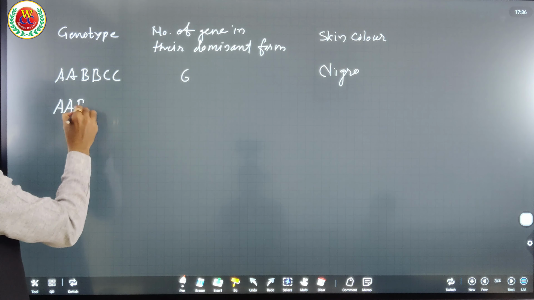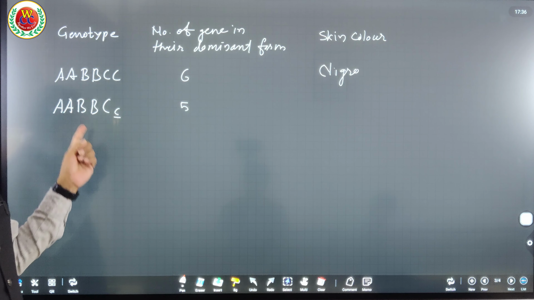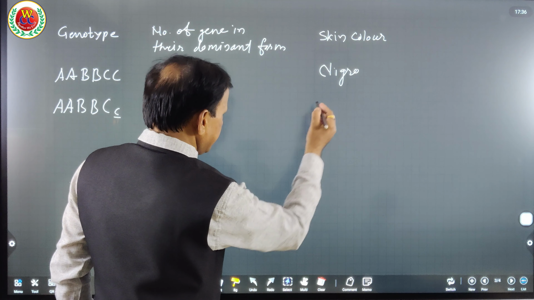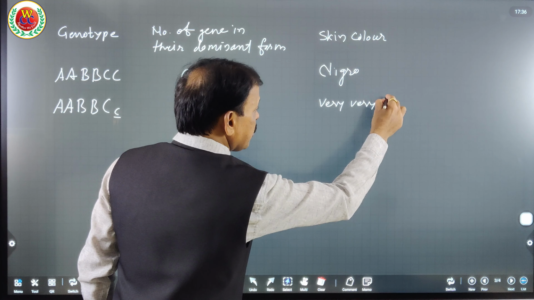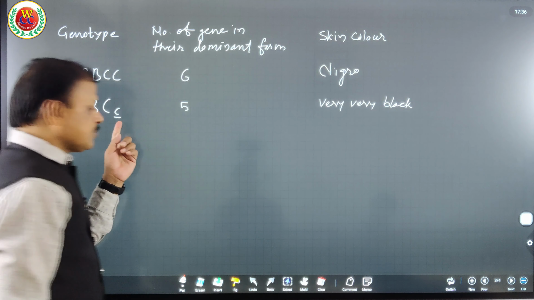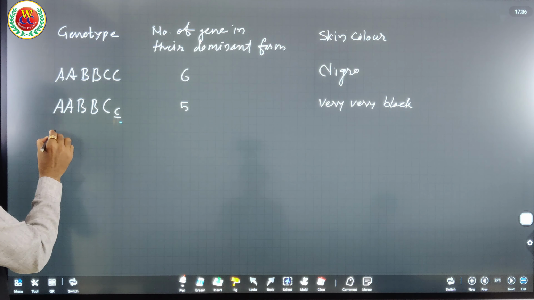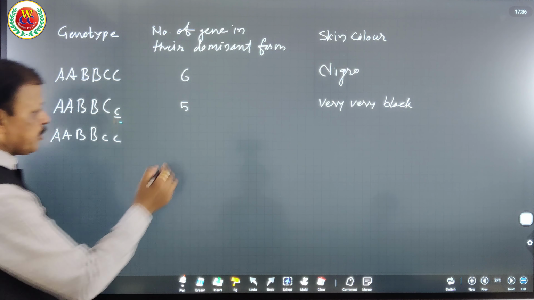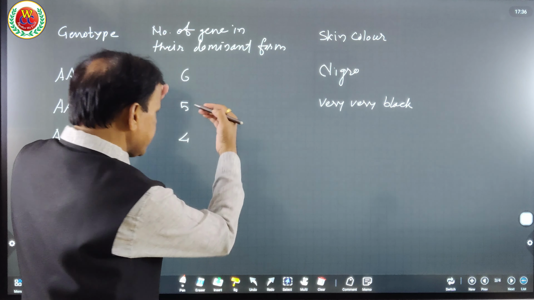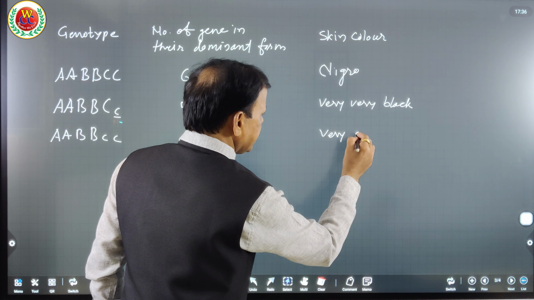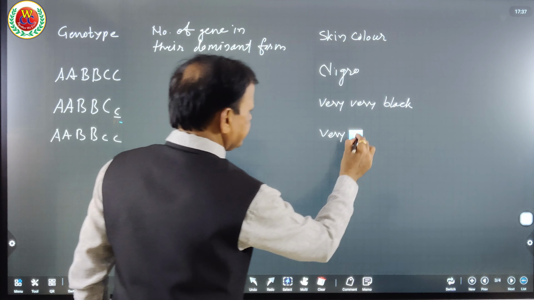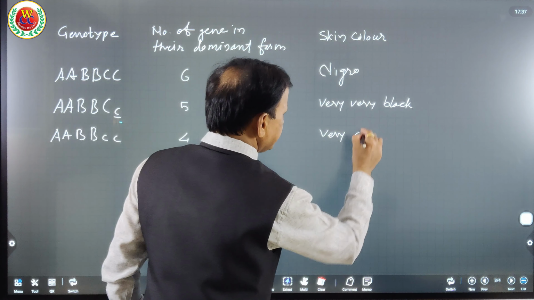Having 5 dominant genes, the number of dominant genes is 5, which means they are active and producing melanin pigment. So the skin color will be very black, but not negro, because one gene is recessive, not creating additive effect. So here again capital A, capital B, small c, small c: 4 dominant, 2 recessive, creating less additive effect and having very dark skin, but not the darkest. So very dark skin we can call blackish.